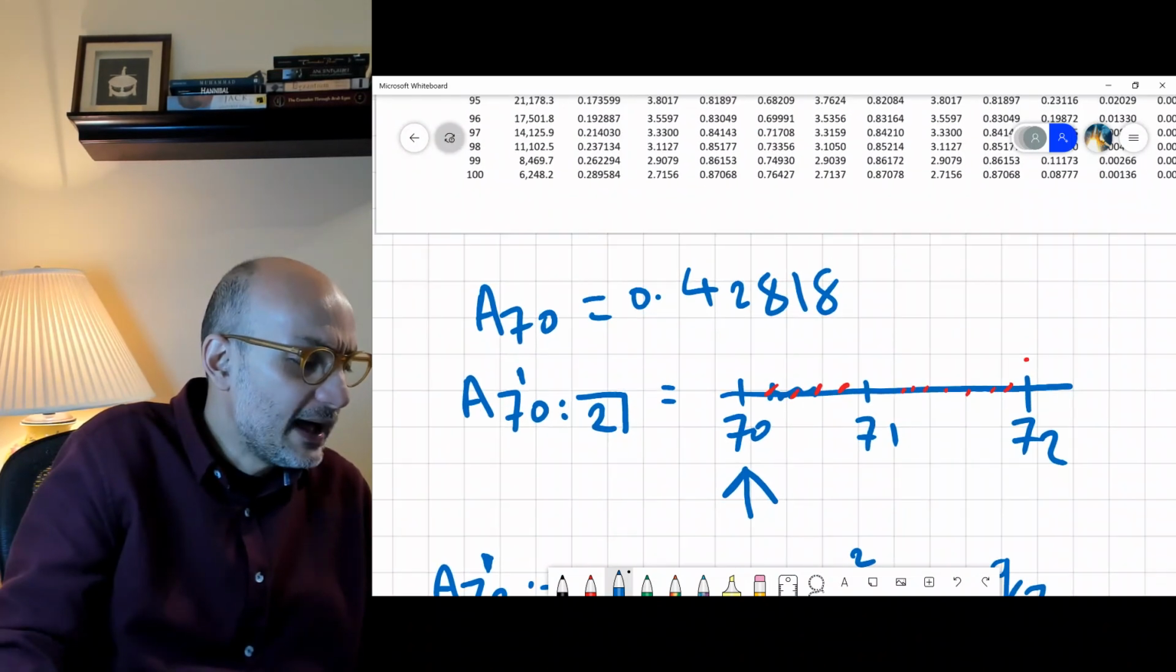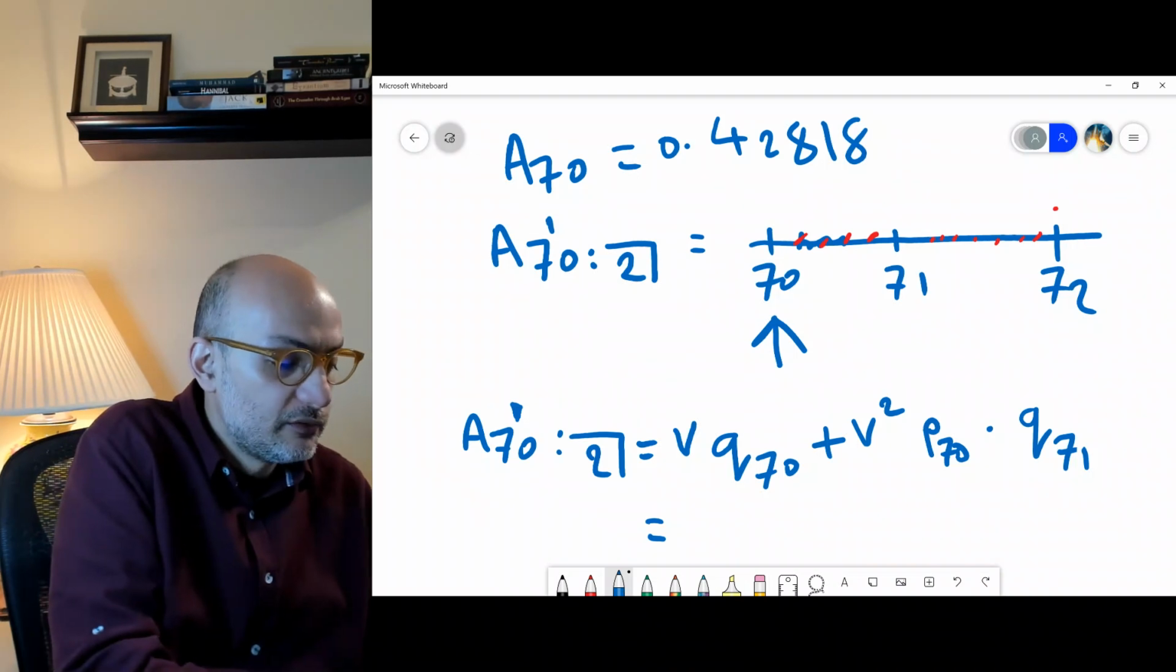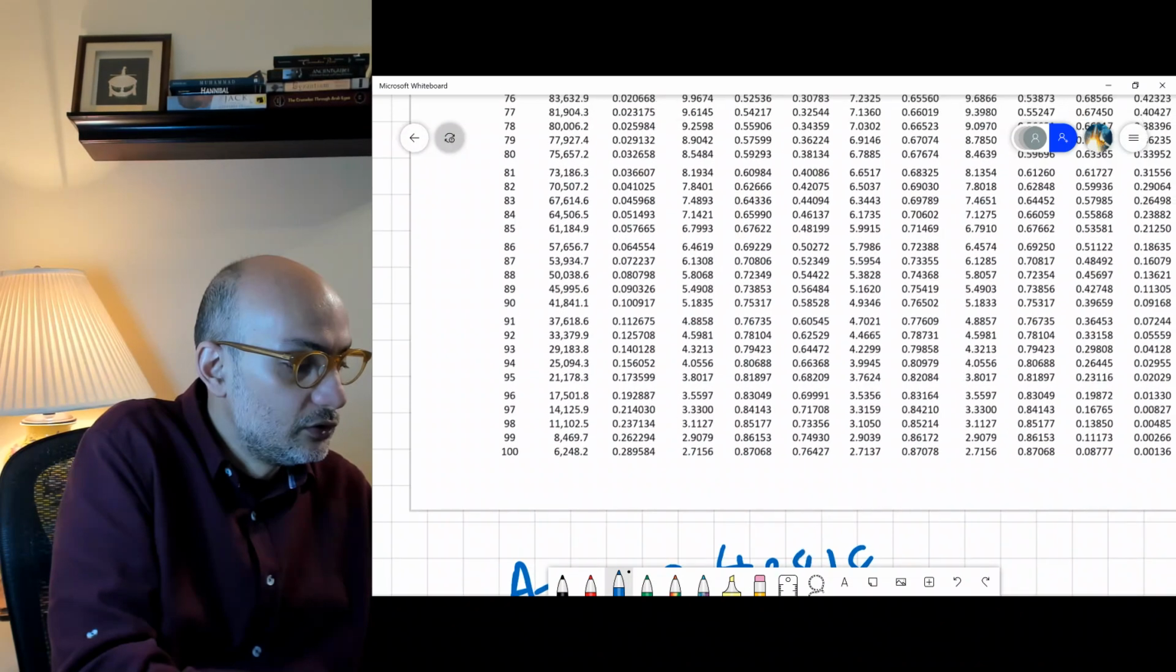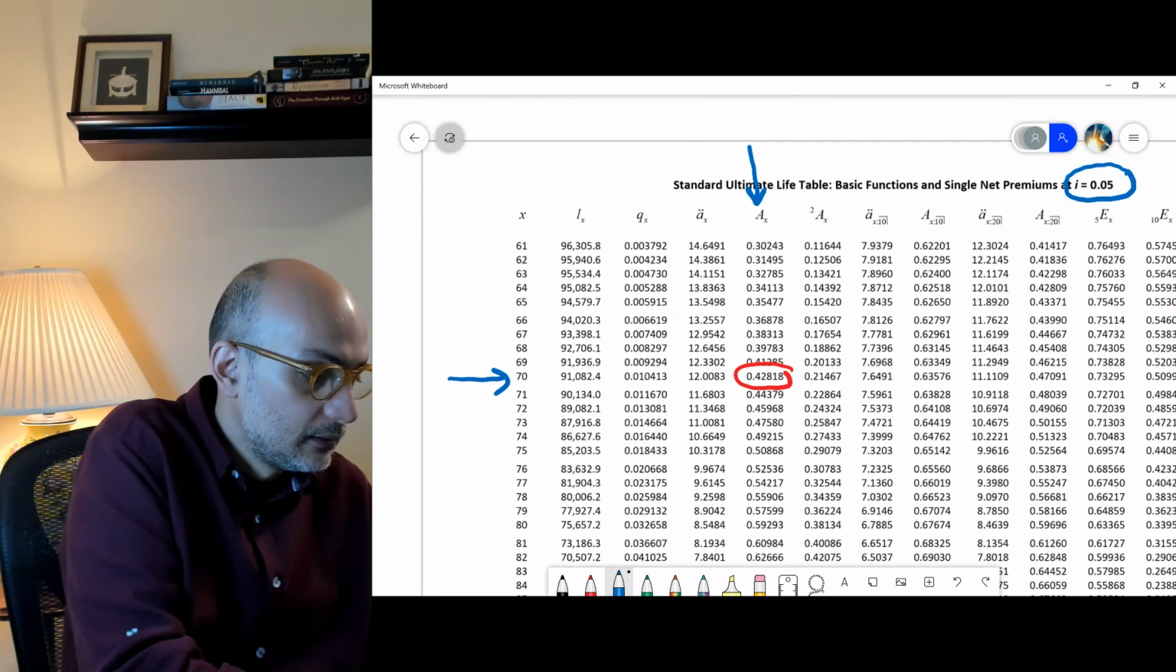So let's go back to where we are. Let's see what we need. We need Q70, P70, Q71. Q70 and P70 are the same, so we need Q70 and Q71. You go back to here, same line 70, you copy this number and you copy this number.